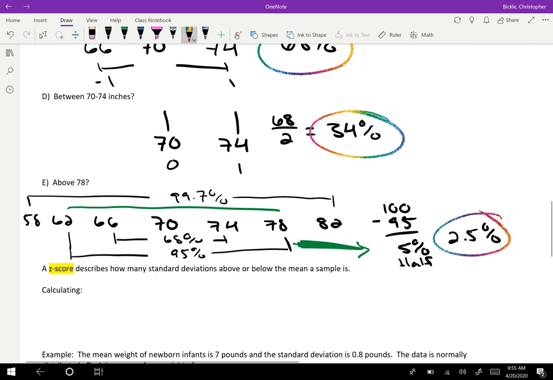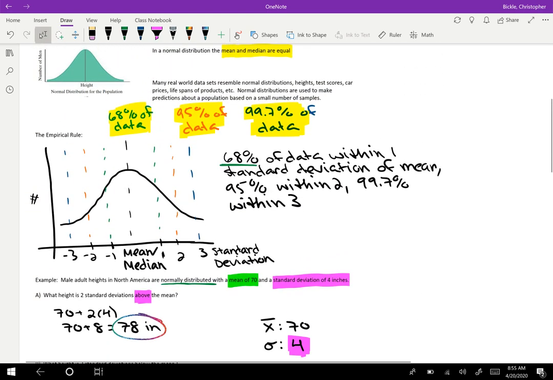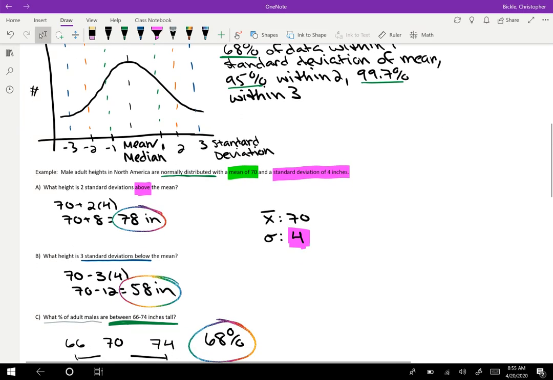All of this, guys, is coming back to the empirical rule. So the empirical rule states that 68% of your data falls within one standard deviation of the mean, 95% within two, 99.7% within three. So they're going to give you guys problems where they're going to give you a mean and a standard deviation. And they're going to say, how many standard deviations above or below is this?